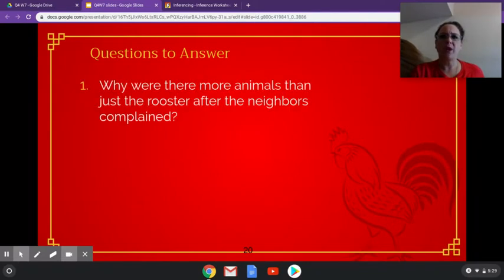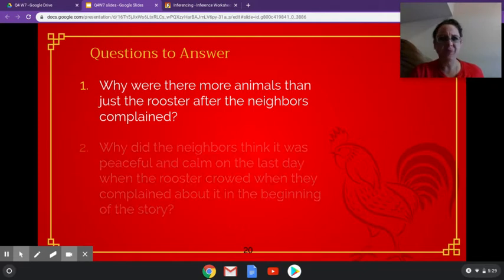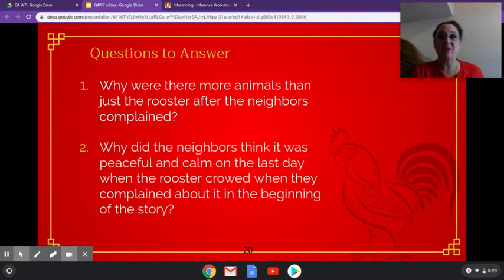Why were there more animals than just the rooster after the neighbors complained? And why did the neighbors think it was peaceful and calm on the last day when the rooster crowed, when they complained about him at the very beginning of the story?